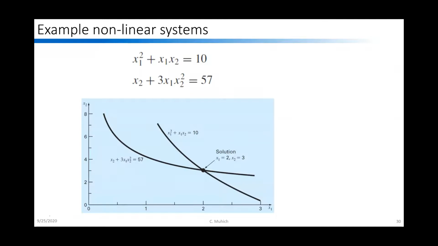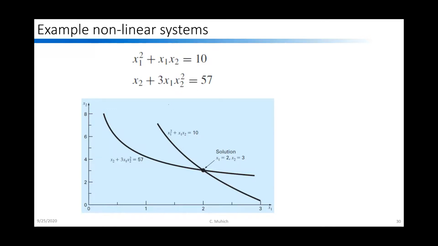So let's go through an example nonlinear system. Here I've written out a system of nonlinear equations. x1 squared plus x1 times x2 equal to 10, and x2 plus 3x1 x2 squared. You can tell these are nonlinear because in the first case we have a squared term. In the second case I have my x1 times my x2. And this is sort of similar in that second case. Here I have an x2 squared times x1. Right, so we know that these are nonlinear.